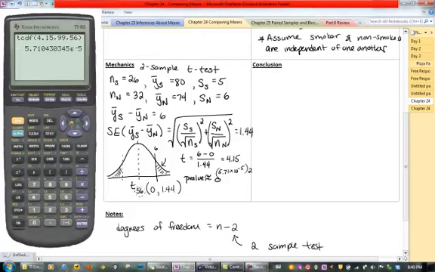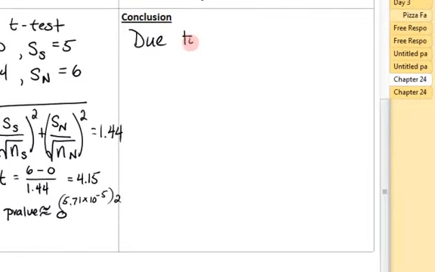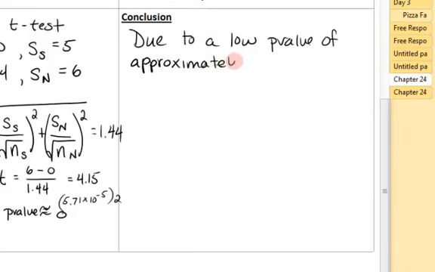We have an extremely low p-value. So just like all of our other tests, due to a low p-value, I'm going to say due to a low p-value of 0, or approximately 0, we reject the null hypothesis.